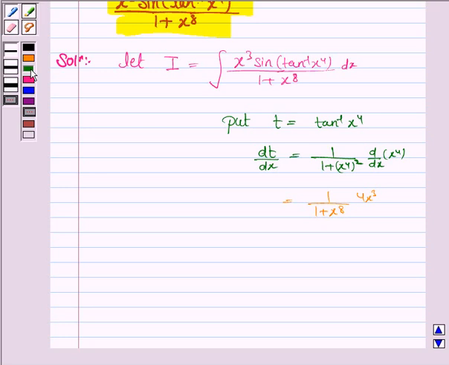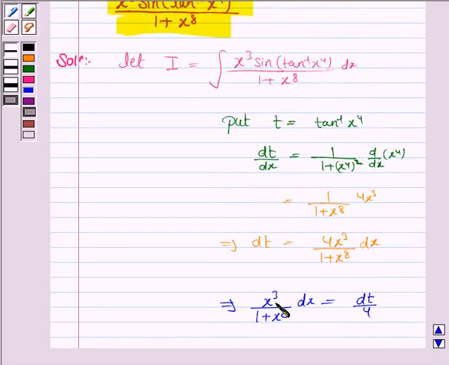And this implies dt is equal to 4x cube upon 1 plus x to the power 8 dx. That is this term. But here we need to divide both sides by 4 to get this. So dividing both sides by 4, we get x cube upon 1 plus x to the power 8 dx is equal to dt by 4.